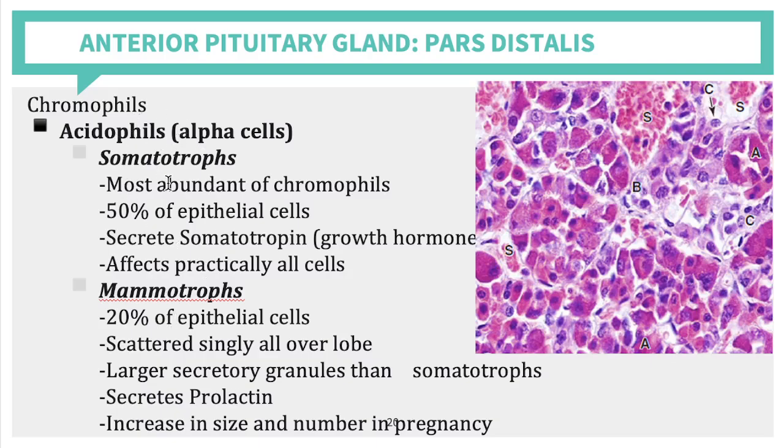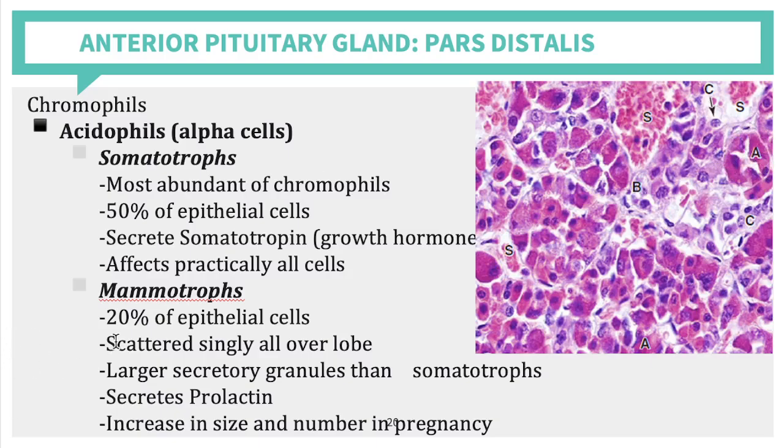Sige. First, let's start with your somatotropes. Your somatotropes are the most abundant of your chromophils, okay? 50% of your epithelial cells are somatotropes. And they secrete your somatotropin or your growth hormone. They affect practically all cells. So again, acidophils, somatotropes, the letter A here. See? Acidophils, pinkly stained.